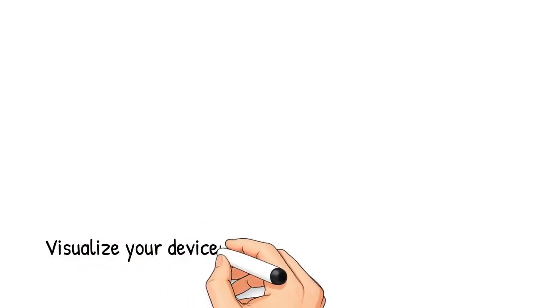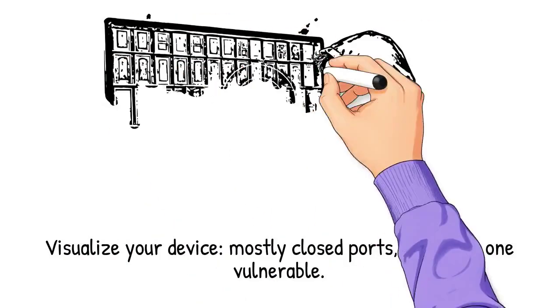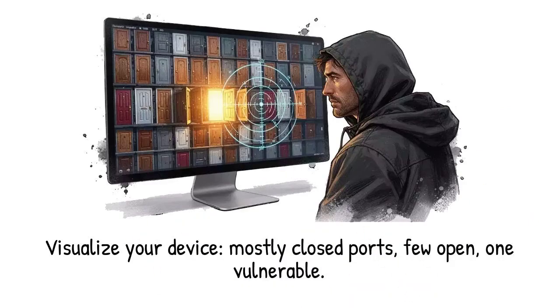Practical demonstration. Imagine a screen showing a device with 65,535 tiny doors. Most are gray, closed. A few are green, open. A hacker's scanner sweeps across them like a radar. Suddenly, one door glows red, an open port running an outdated service. That red door is all the hacker needs.